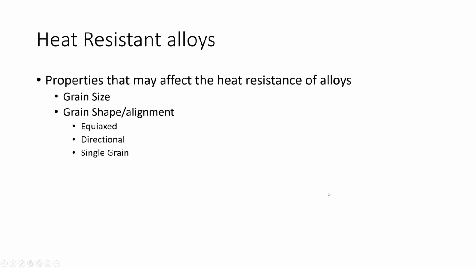Next we have the heat resistant alloys. These are the properties that may affect heat resistant alloys. We have two properties: the grain size and the grain shape or alignment, where for the shape we have equiaxed, directional, and single crystal. A quick explanation for the grain size is that the bigger the grain is, the more heat resistant it is. This research is mostly done for turbine designs and turbine microstructures.